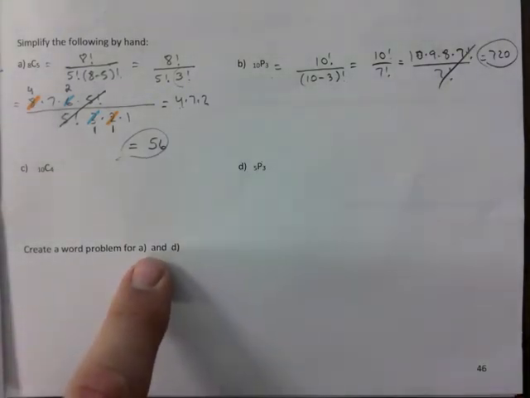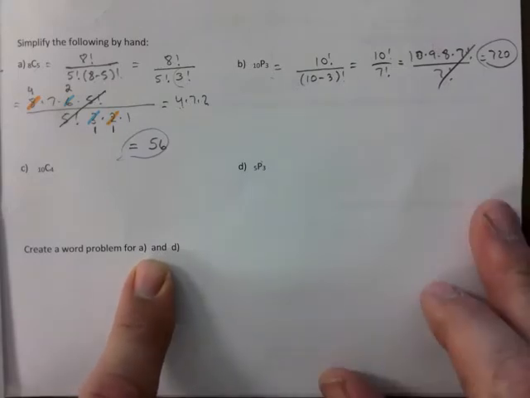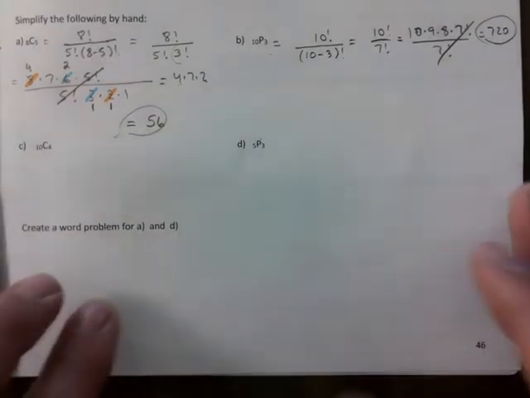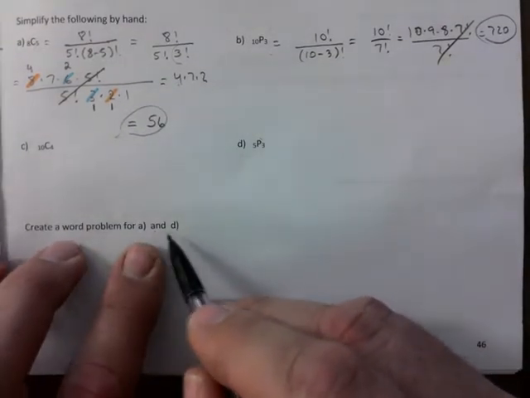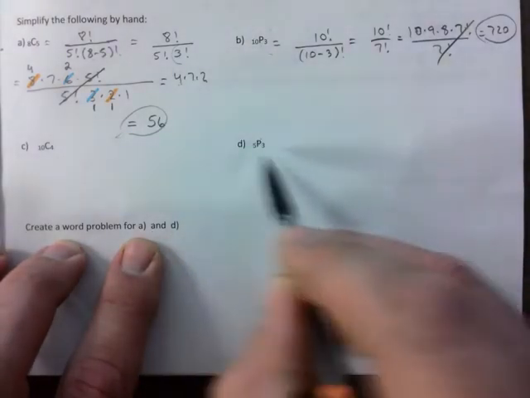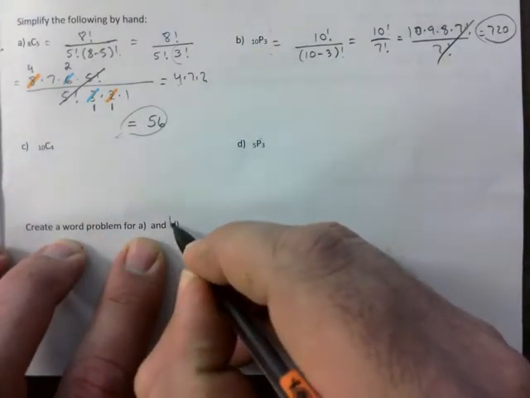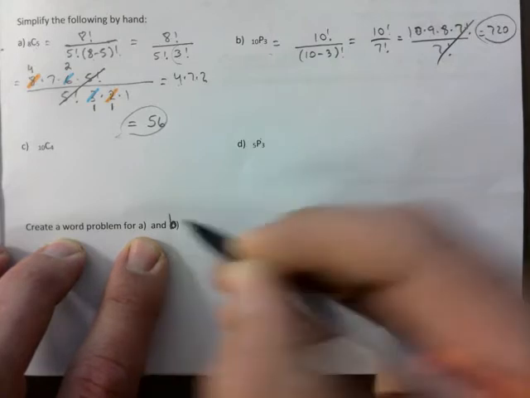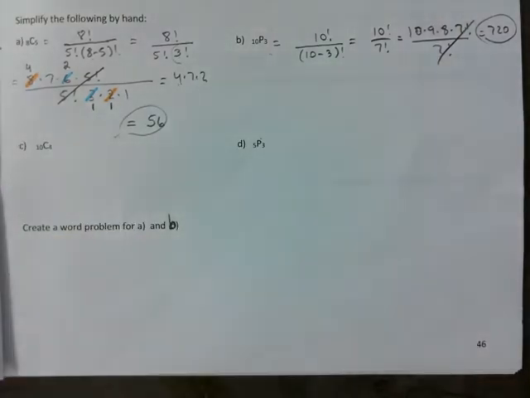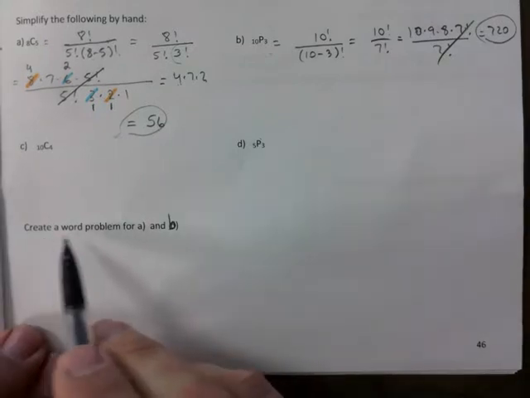So I'm actually going to do that down here. Create a word problem. But we're not going to go A and D, we're going to go A and B because we didn't really do these two. So change that to B. Sorry guys, you're the first group that sees this booklet, so there'll always be some kinks and some changes, as you can tell. Create the word problem.